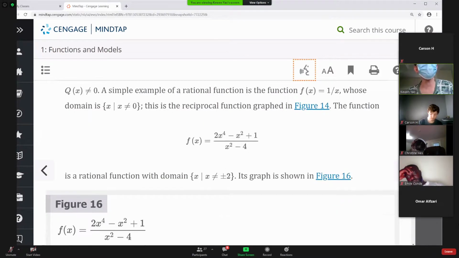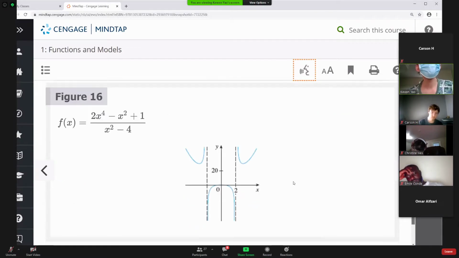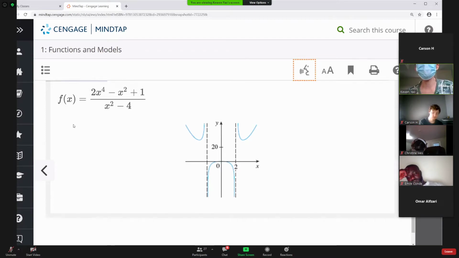Now the graph for this rational function is this. In the future, in several weeks, we'll learn how to sketch a rational function, but not now. But look at this picture. You can see that this vertical line cannot be touched. Why? Because this vertical line is x equal to 2, and x equal to 2 is outside the domain. So that's why this vertical line cannot be touched.